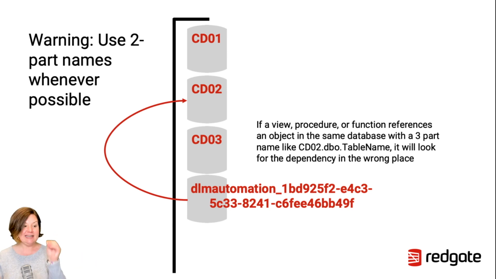But I specified it. The view is in the cdo2 database, and I put cdo2 in the table name as well. Well, it's not going to look at the right place to validate, hey, do I have the right columns from this table selected, et cetera. It's going to go look at the database actually named cdo2. It is generally a good practice to only use three-part naming when you have to, right?